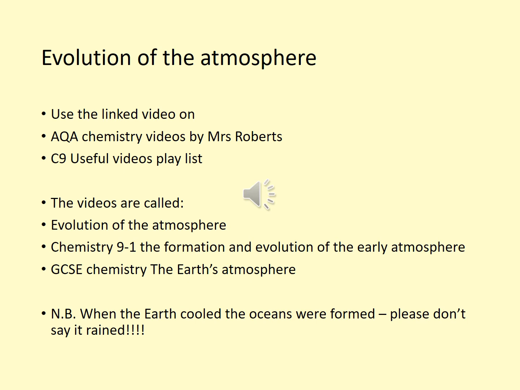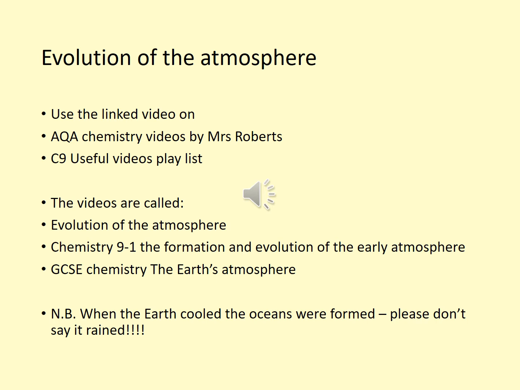Basically, the evolution of the atmosphere started with intense volcanic activity, which produced lots of different gases and water vapour. The atmosphere at this point had mainly carbon dioxide, water vapour, ammonia, methane, and very little oxygen, which is similar to the current atmosphere of Mars and Venus.